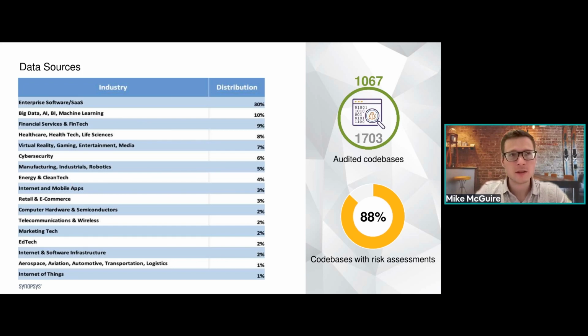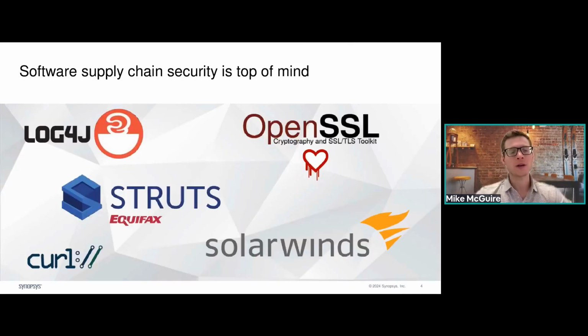88% of that 1,067 code bases underwent a risk assessment. So from here on out, any numbers that I share with you about license risk, security risk, and quality risk are going to be in that 88% bucket of that full 1,067 number.